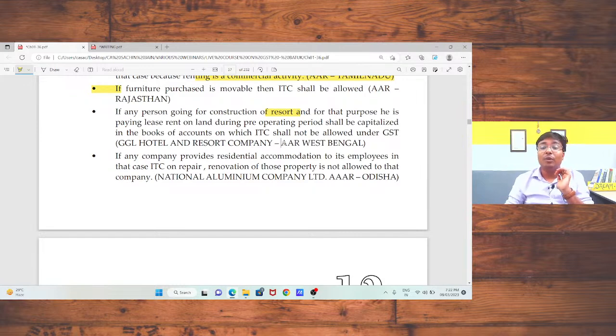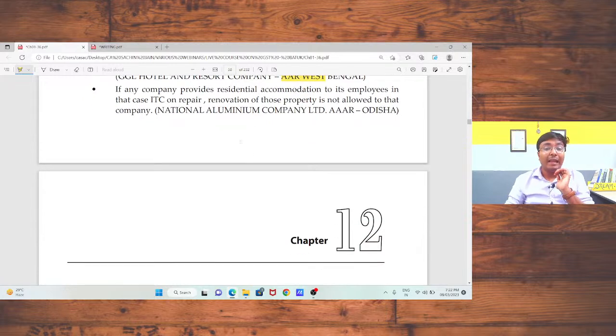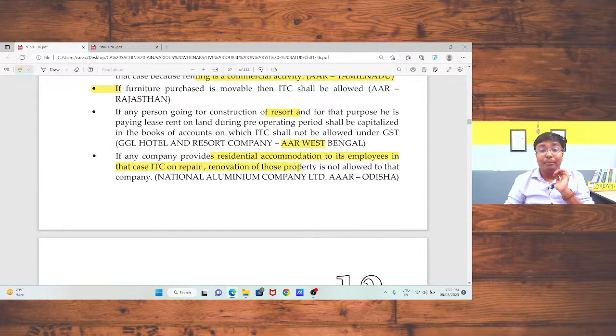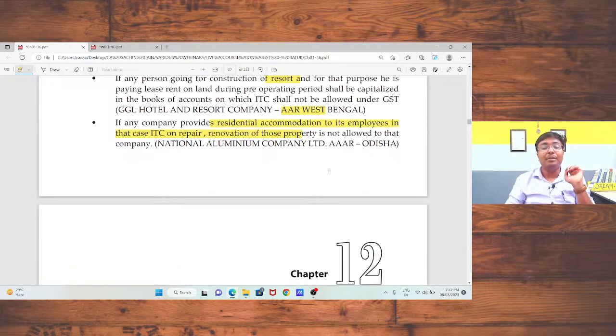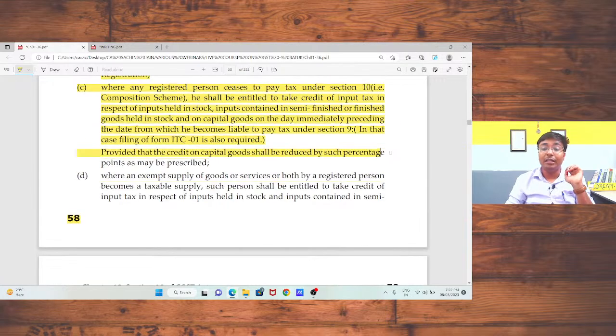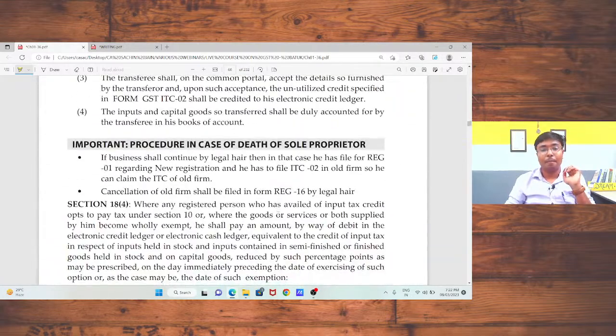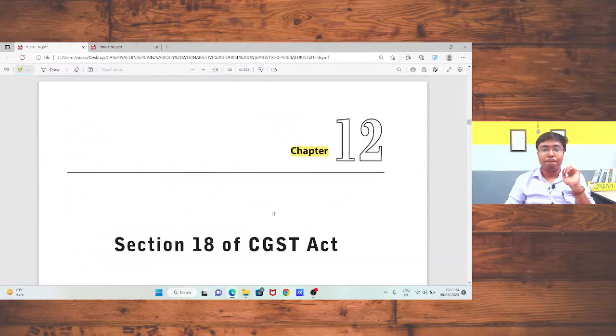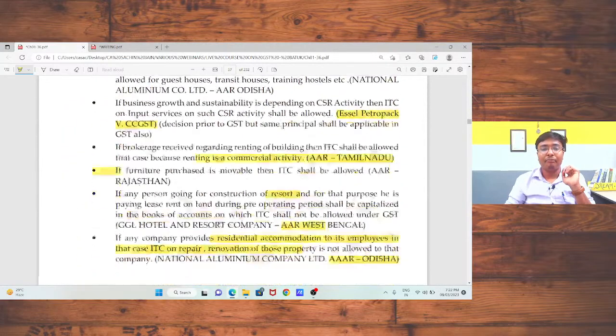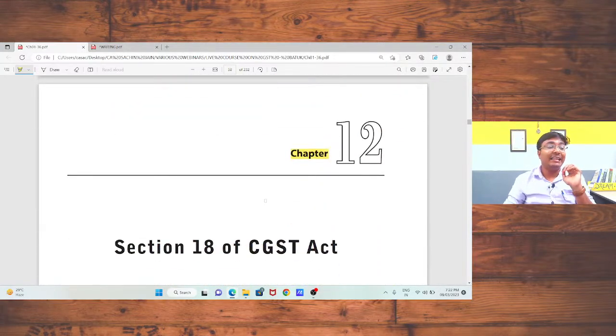The same decision is provided by the AAR authority, West Bengal. Sir, is that okay? Any residential property provided by the company to its employees, on its repair and renovation, input tax credit is not allowed. Okay, sir. The same decision is provided by the AAR authority, Odisha. Most probably each and everything is clear in your mind regarding section 17 subsection 5, blocked credit, on which input tax credit is not allowed.